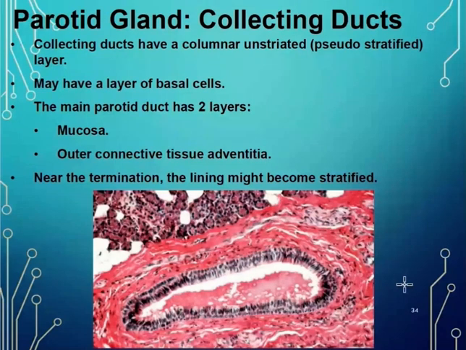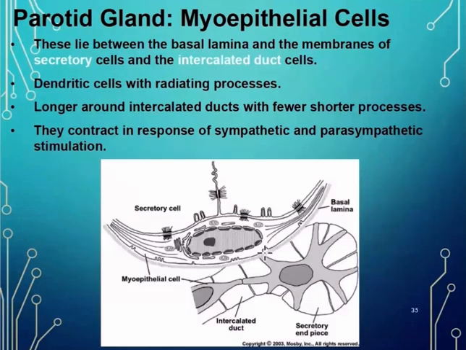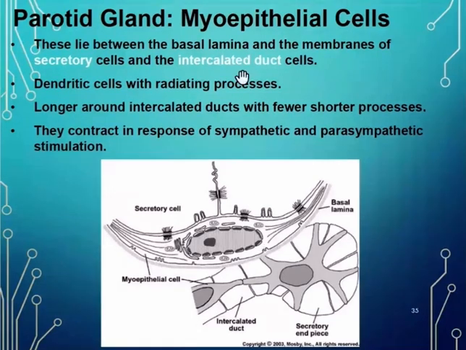When it is stratified, you can see the duct epithelium. Because it becomes stratified near the surface, it contains some cytokeratins, intermediate filaments. Now the myoepithelial cells are found between the basal lamina and the basal membranes of the secretory cells, which means the acinar cells and mostly the intercalated duct cells.